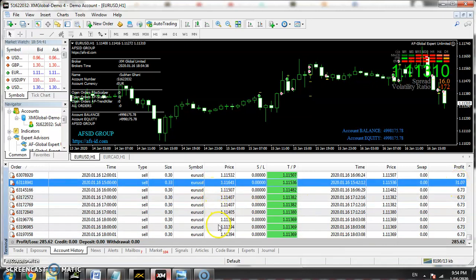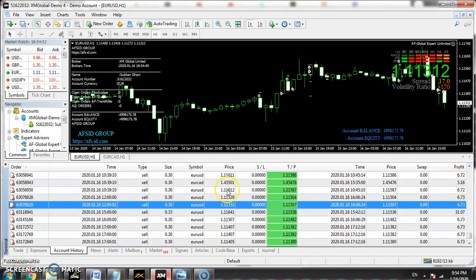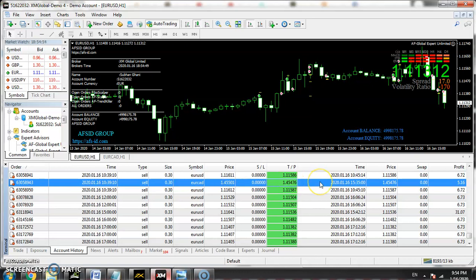Now look, selling positions are taken on Euro USD. So basically this board works on Euro USD and on Euro Canadian dollar. You can see a mixture of trades between these two. Okay, now you can see this trade is taken by the bot on a sell position on Euro Canadian dollar.